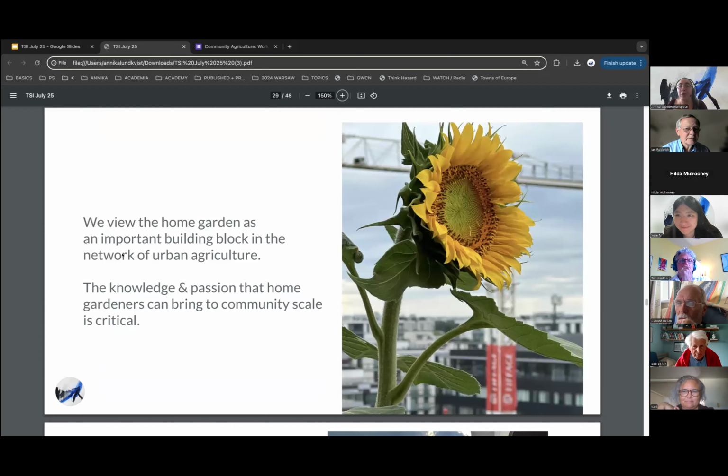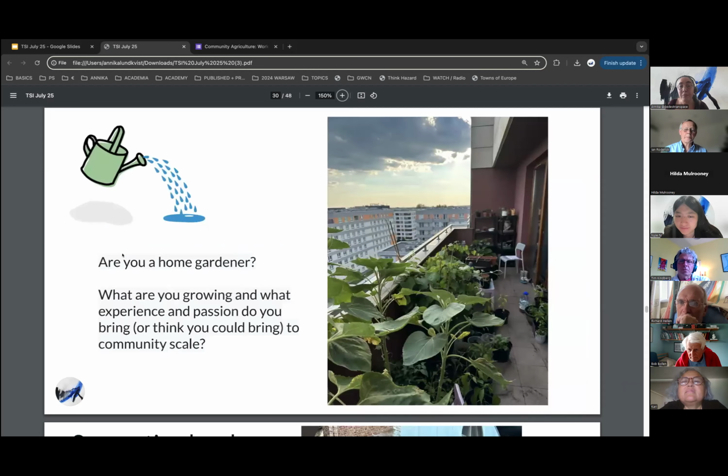So I view the home garden as an important building block in the network of urban agriculture. The knowledge and passion that home gardeners can bring, I think, to the community scale is really critical. Are you a home gardener? Anybody here, please feel free to put in the chat. What are you growing? If you have accounts, even some people have accounts for their home gardens, which I think is great. They're sharing knowledge. They're in the whole media ecosystem, connecting with other gardeners. Or if you have favorite gardeners with media accounts, please feel free to drop it in the chat.